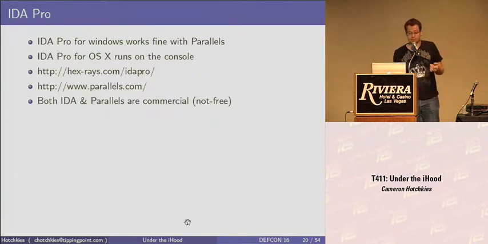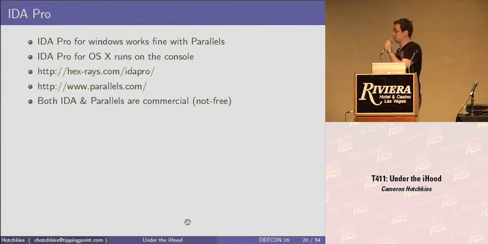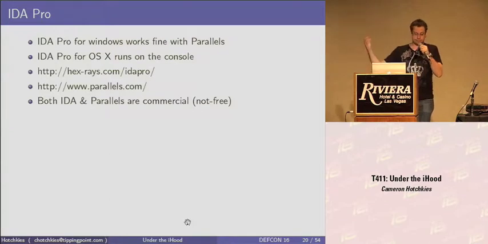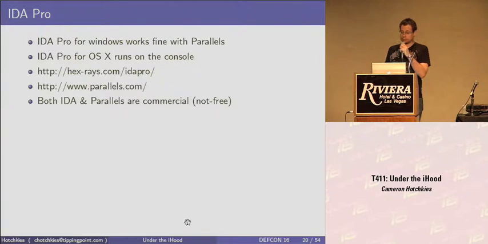Now the second bullet point says IDA Pro for OS X runs on the console. It does. I have the 5.3 version, the most recent version. It's really buggy. If you're creating just DWORDs, it'll segfault on you. So unless I'm going to run it in batch mode, I keep using IDA on Windows. So there's IDA, there's Parallels. This isn't new to most of you. They're not free, but easily worth the money if you're going to be doing this seriously.